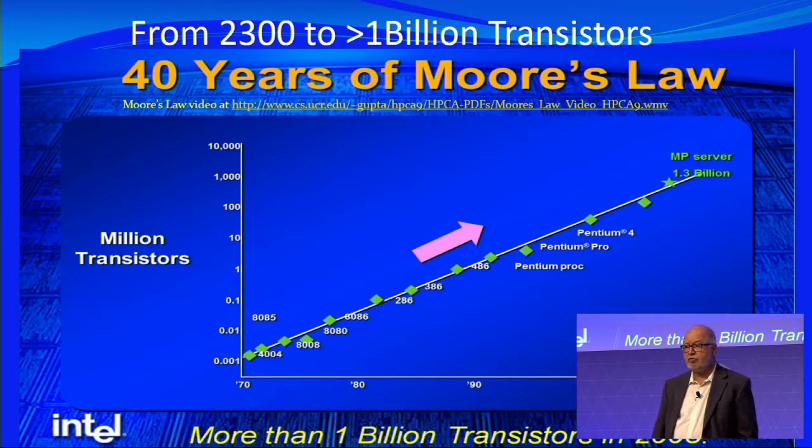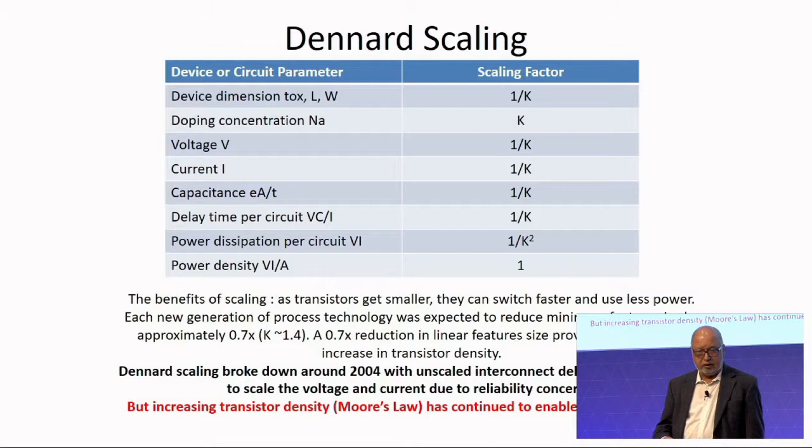So here's what the first 40 years of Moore's Law looks like, starting with the 4004, which had a few thousand transistors. It slowly kept increasing until we got to over 1 billion transistors, around 2003 or thereabouts. 2005, okay, I've got it on my slide.